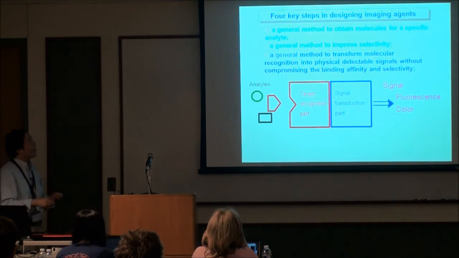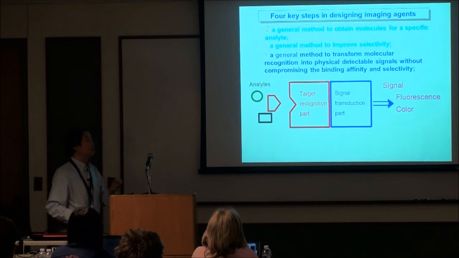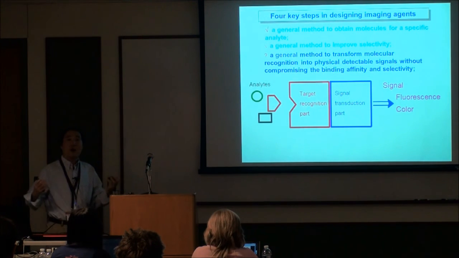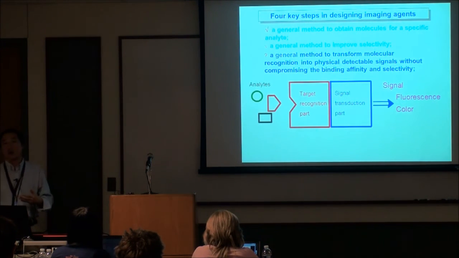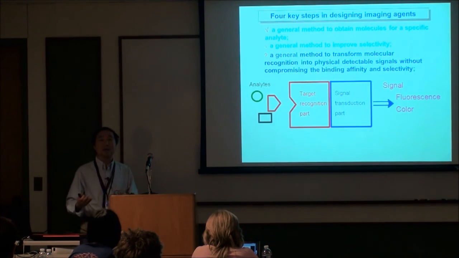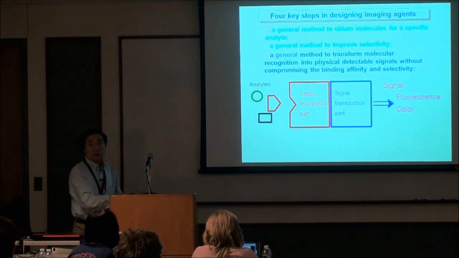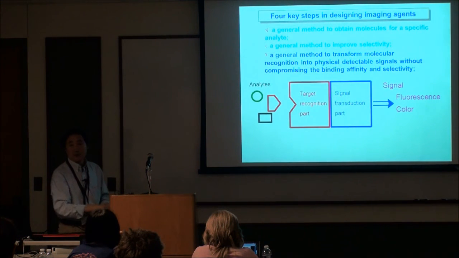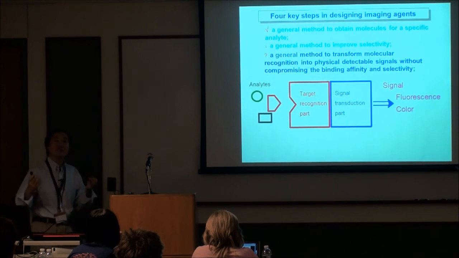Okay? So what about this one? Again, this actually turned out to be not trivial. A lot of the time you can have a molecule. In fact, a lot of biomolecules bind to the target very well, but they're not called imaging agent or sensing agent. Why? Because not only do you need to have a molecular recognition part, but also a signal transduction part. This is dear to everyone's heart in here, right? You need to see it.